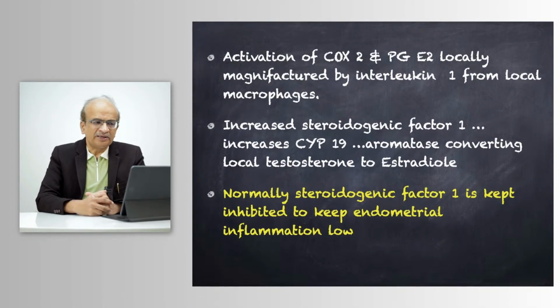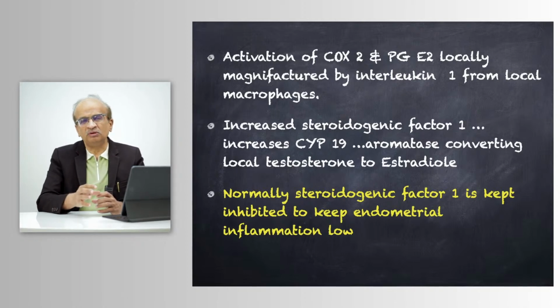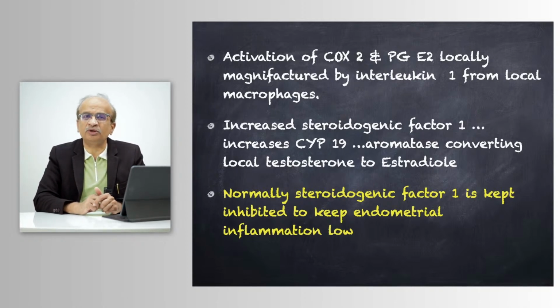There is also activation of COX2 and PGE2 locally, and that is manufactured by interleukin 1 from local macrophages. Interestingly, there is an increase in the steroidogenic factor 1, and that causes a lot of activity of CYP19, the enzyme aromatase, and hence the local testosterone gets converted to estradiol. So there is de novo estradiol production in these endometriotic deposits.